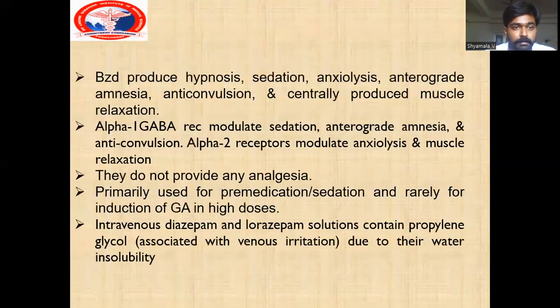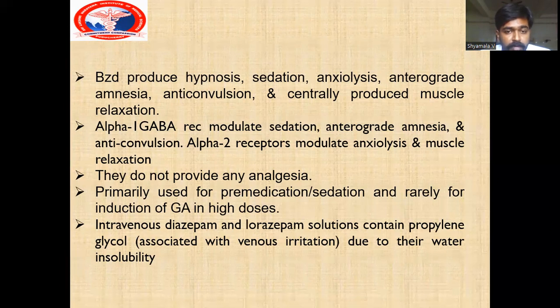Benzodiazepines, we're going to see more about benzodiazepines now, particularly midazolam. Benzodiazepines produce hypnosis, sedation, anxiolysis, anterograde amnesia, and anticonvulsant properties, and centrally produce muscle relaxation. Alpha-1 GABA-A receptors modulate sedation, anterograde amnesia, and anticonvulsant effects. Alpha-2 receptors modulate anxiolysis and muscle relaxation. So alpha-1 and alpha-2 have different properties, with alpha-2 providing the muscle relaxation property.